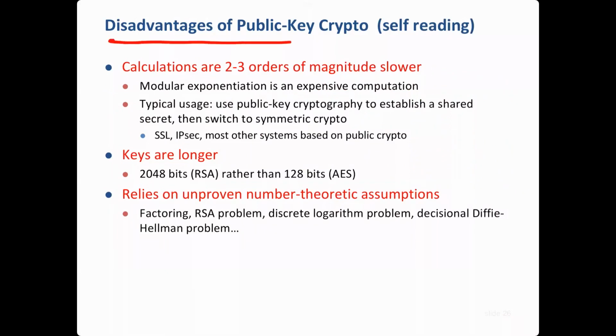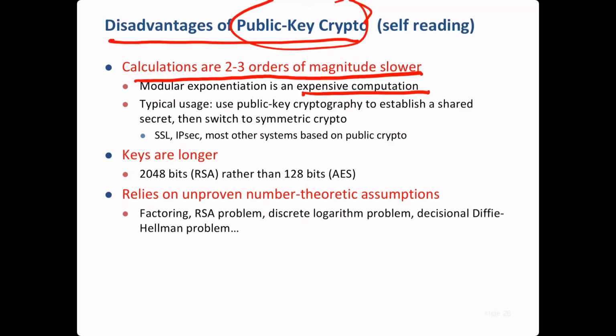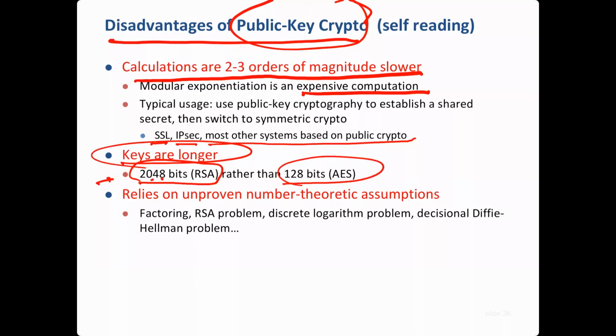Now, the disadvantages of public key encryption in comparison to symmetric key encryption. We are talking in general about public key crypto. Calculations are 2 or 3 orders of magnitude slower. So mainly we can use it for very small size encryption, because the computation is very expensive. But we still use it in SSL, IPsec, and many systems based on public key crypto. Keys are very long. In order to achieve the same order of security, in RSA we use a 2048 bit size key in comparison to a 128 bit size key in case of symmetric encryption, that is, AES.